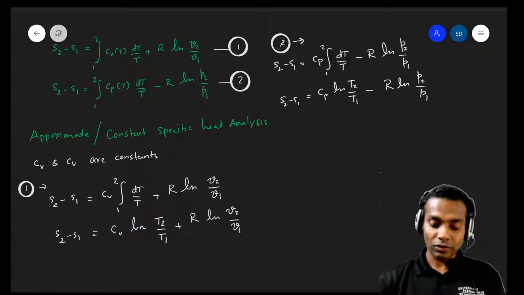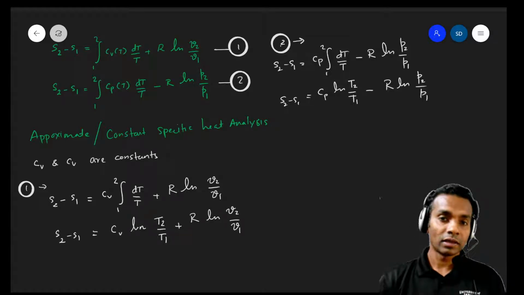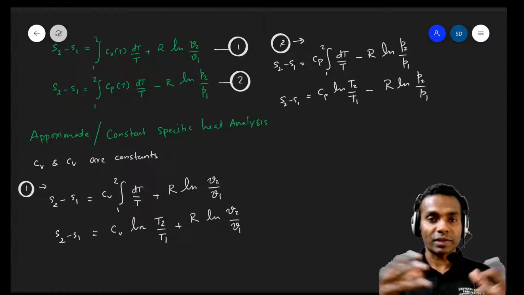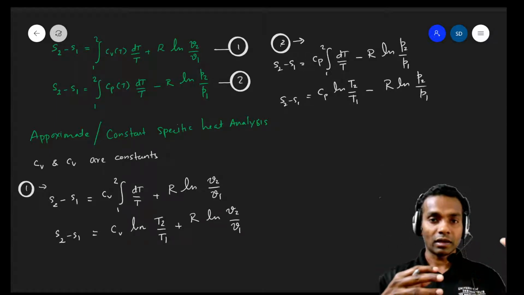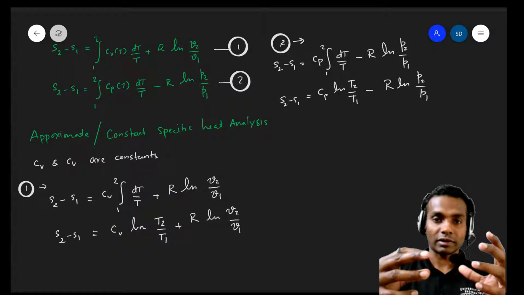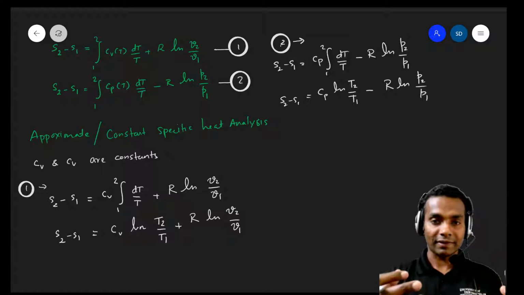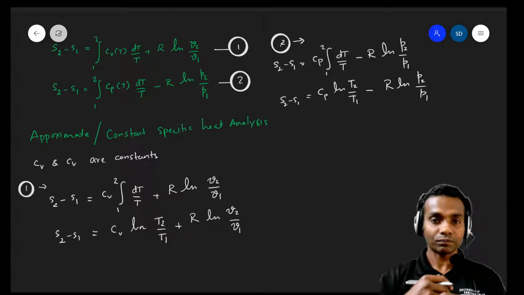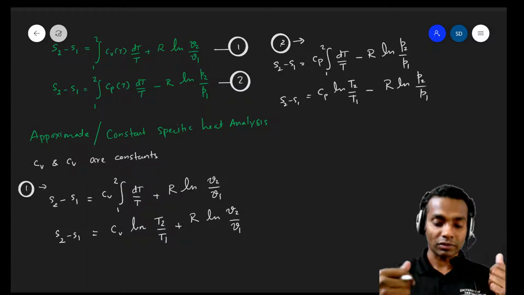Now, if you are asked to use, or if you want to use the constant specific heat analysis, you can use Cp or Cv at room temperature, or you can use the average temperature during the process. If the initial temperature is T1 and the final temperature is T2, you take T1 plus T2 over 2, find that temperature, find the Cp value using your textbook, and then you can find the constant value for Cp and Cv both and use them in these two equations.